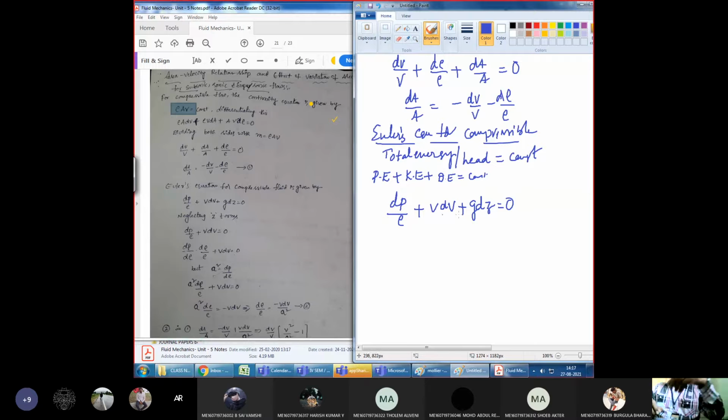Okay, so now let us assume the nozzle is horizontal. If the nozzle is horizontal, then inlet and outlet are at the same level. Therefore, dz will become 0. If z1 is equal to z2, datum 1 is equal to datum 2, then the difference of the datum will be 0. Then you are left with dP by rho plus VdV is equal to 0.